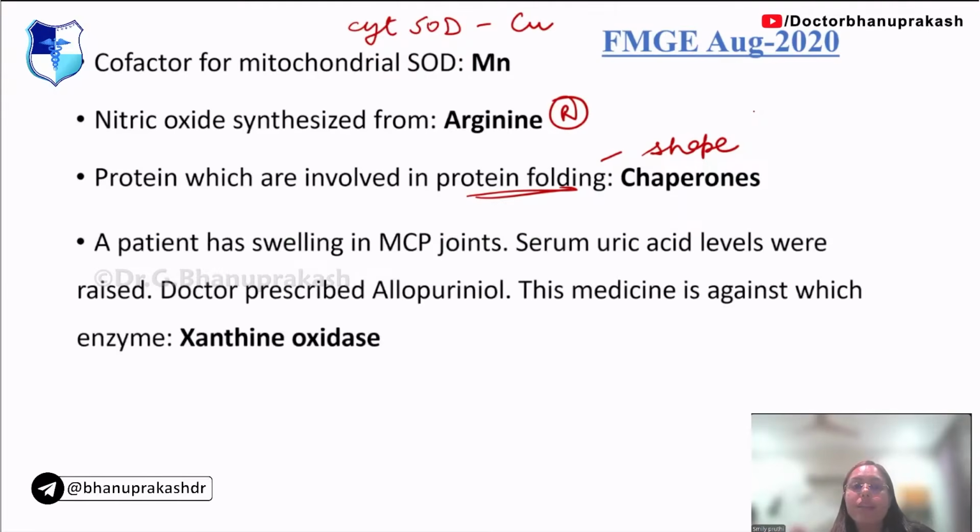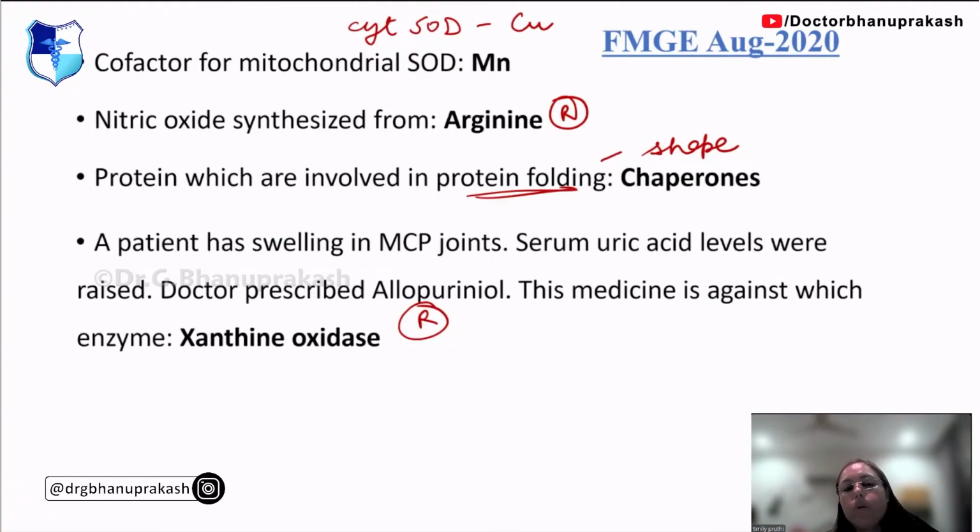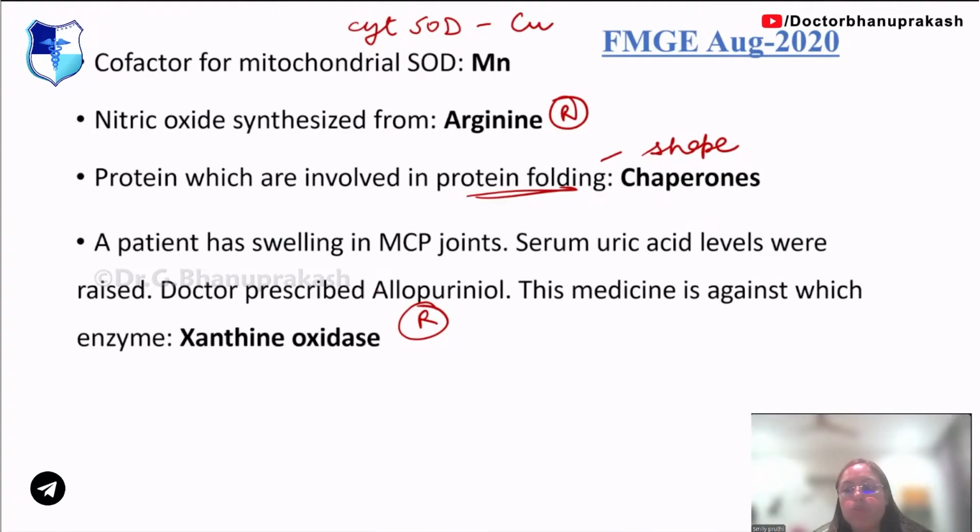So the patient has swelling in MCP joints, there's increased uric acid, and the doctor prescribes allopurinol. So this medicine is against which enzyme? Xanthine oxidase. There is also a repeated question, just the format of the question is changed. These days they are giving big questions with the clinical case scenario, so that you are able to handle it in the form of a patient, right? Not a very theoretical point of view.